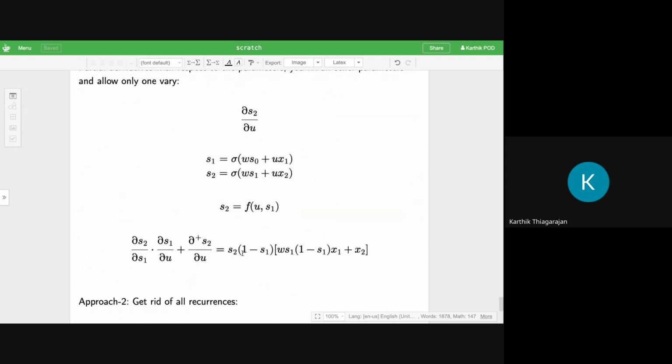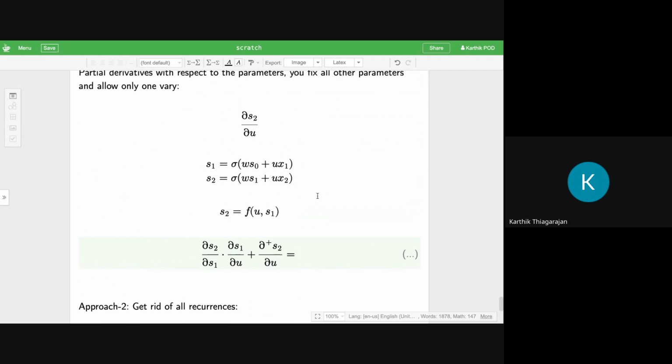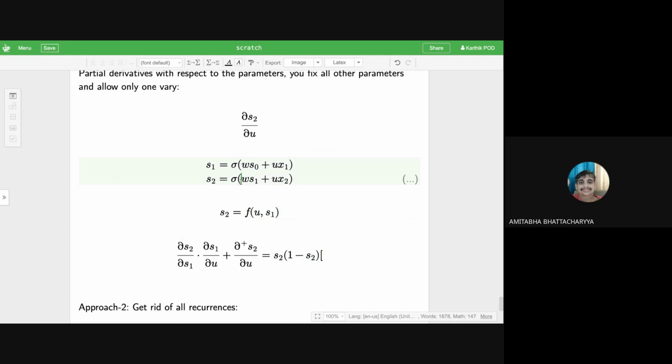So this thing alone, I'll do it again. You see, what is happening is dou S2 by dou S1. With respect to S1, you first calculate the sigma prime, so that is S2 into 1 minus S2. And then with respect to S1, that is W. So far I have just computed dou S2 by dou S1. Now there is a dou S1 by dou U. So what is that? S1 with respect to U. Once again, I have to do an S1 into 1 minus S1, and then with respect to dou U, that will give me an X1. This is the first step.